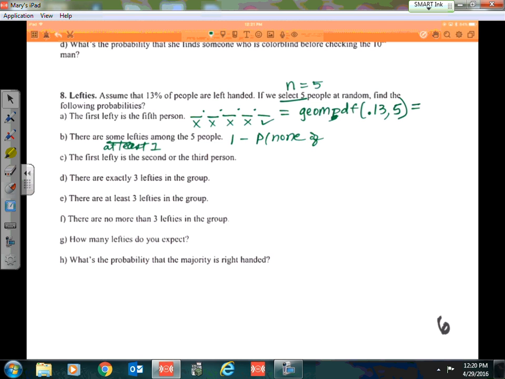Yep, 1 minus the probability that none of the 5 are lefties. I just set it on my desk. Okay? All right, C. I'm not going to do the computation, but that's how you do that.